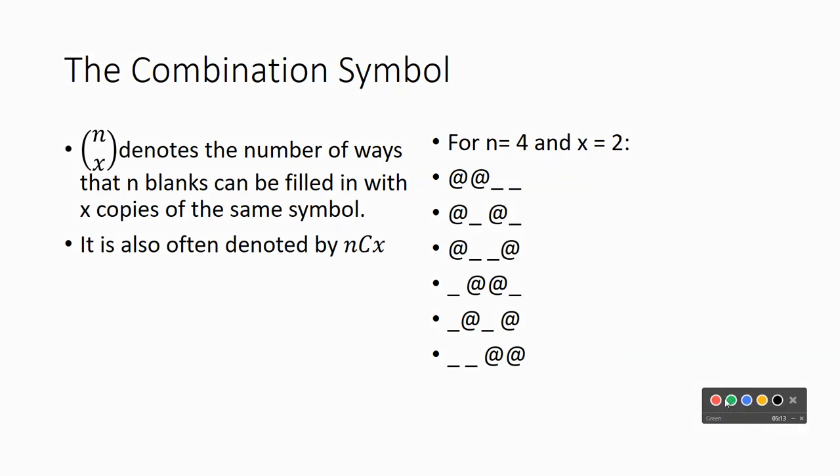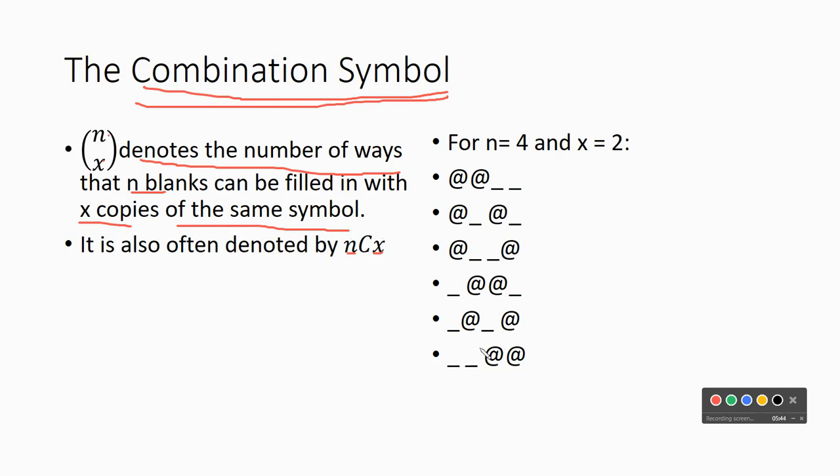This symbol that we use, n choose x, is called the combination symbol. n choose x denotes the number of ways that n blanks can be filled in with x copies of the same symbol, and it's also denoted nCx, where n and x are both subscripts of the C.